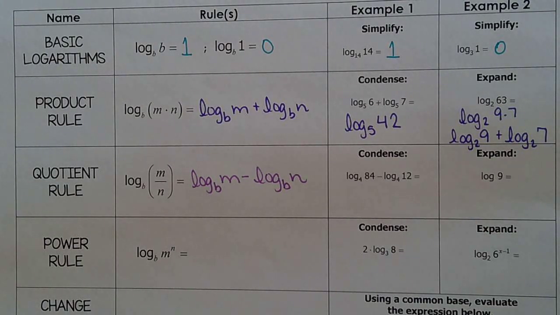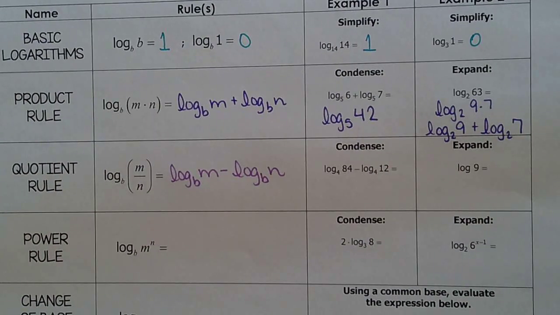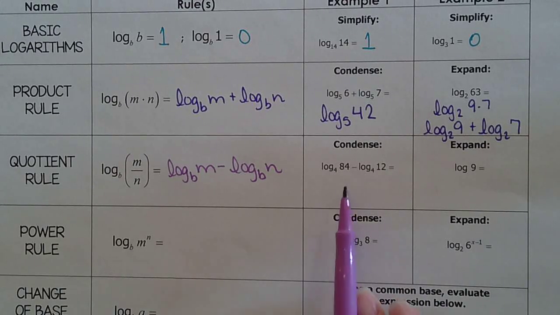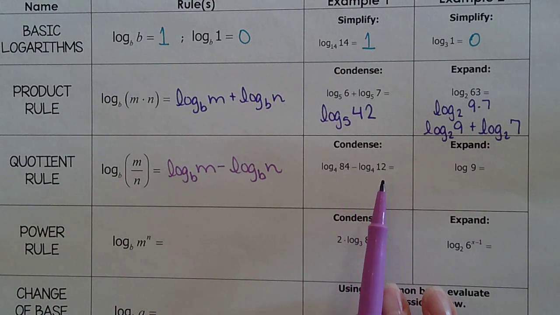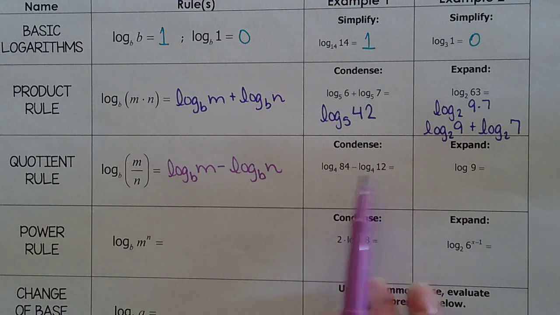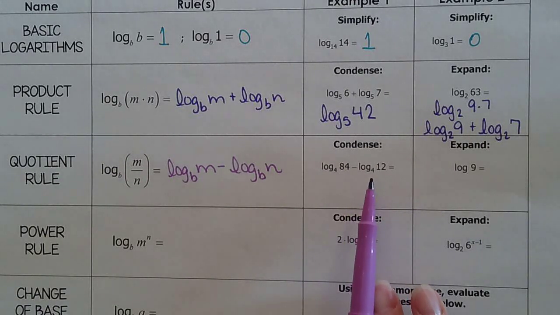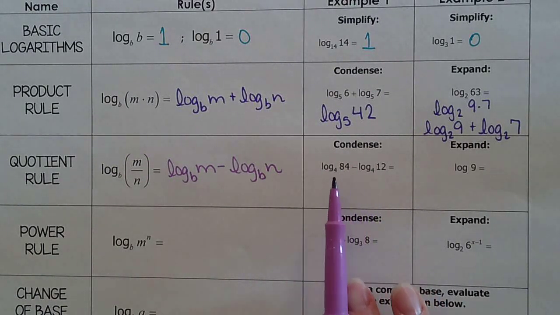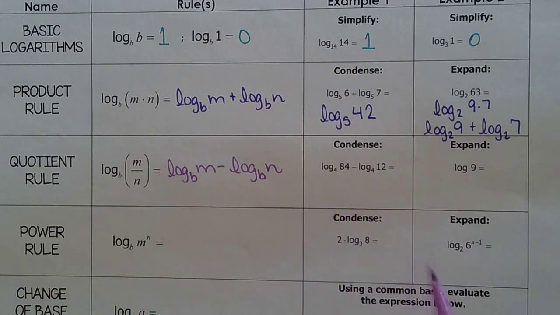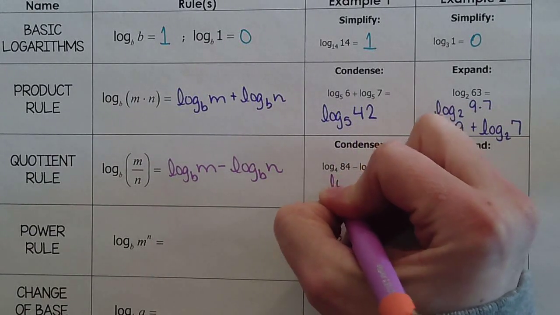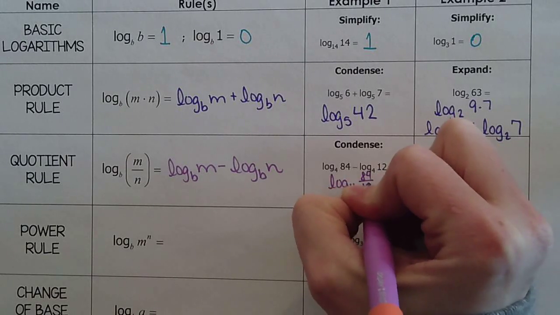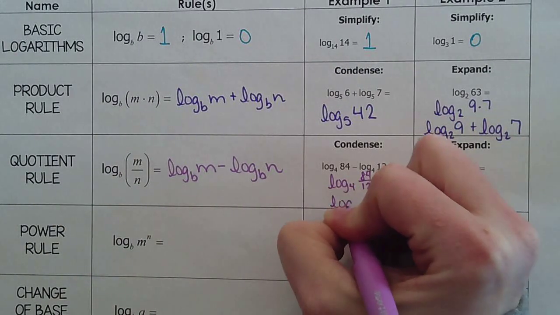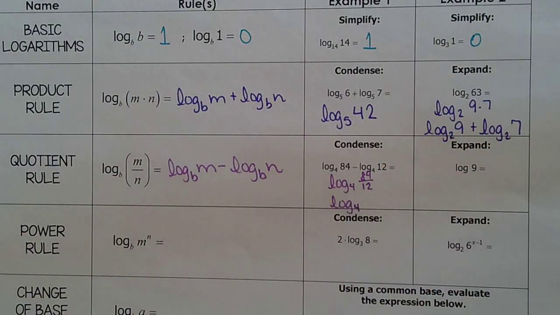Okay, so we're going to condense one, we're going to expand one. I have log base 4 of 84 minus log base 4 of 12. Check that your bases match. You can't do log properties if your bases are different. But I'm going to divide those two numbers. So I've got log base 4 of 84 divided by 12, which is log base 4 of 7.